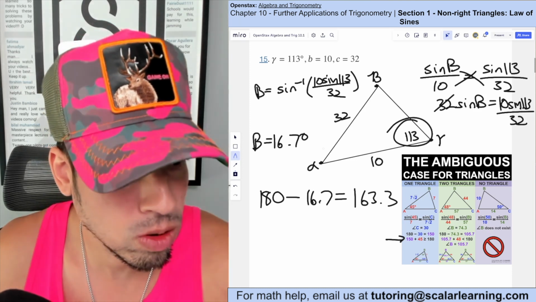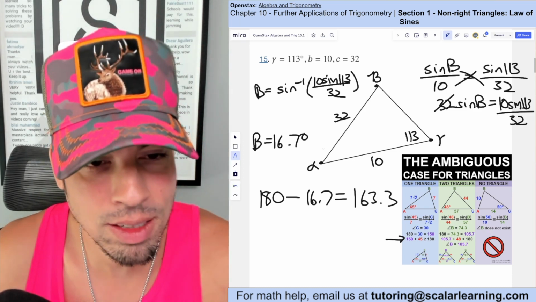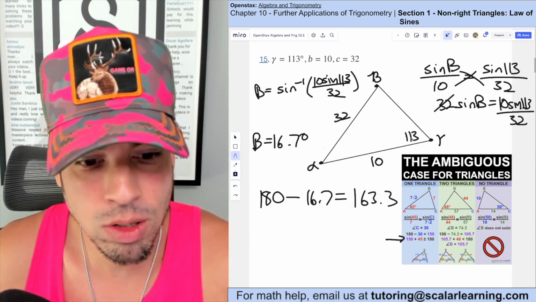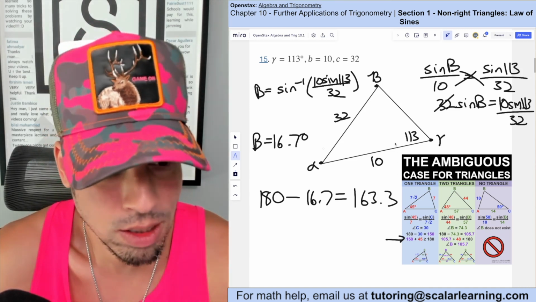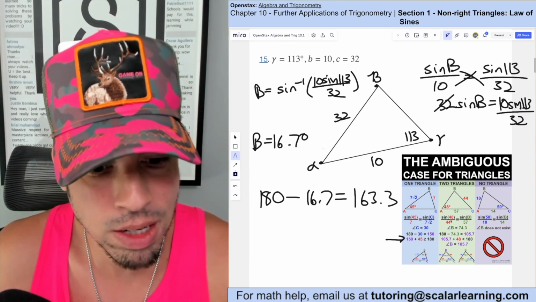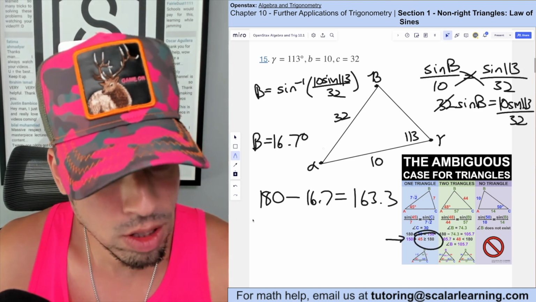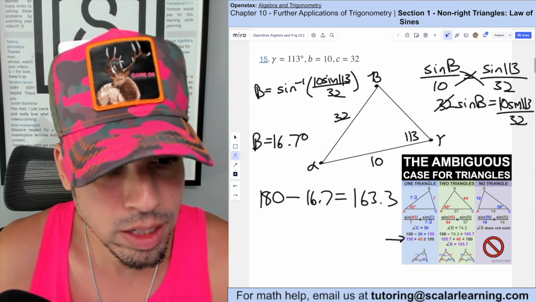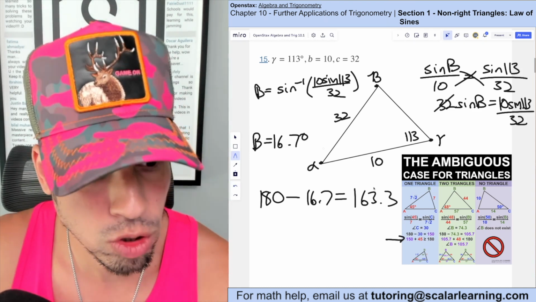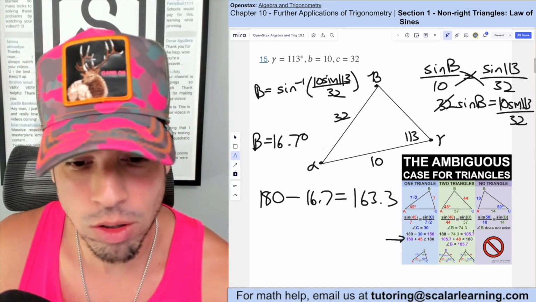Now when I take this new angle, 163.3, I add it back to the known angle and I see, what do I get? Well, in this case, I get something bigger than 180. I get 276 something, right? It's a big value. So when it's greater than 180, then we know we're in the one triangle zone. So there's only going to be one triangle, not two triangles, not no triangle.